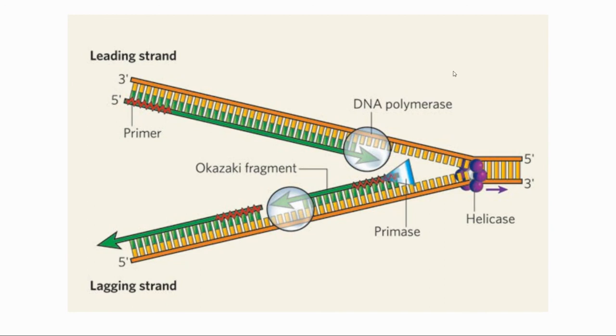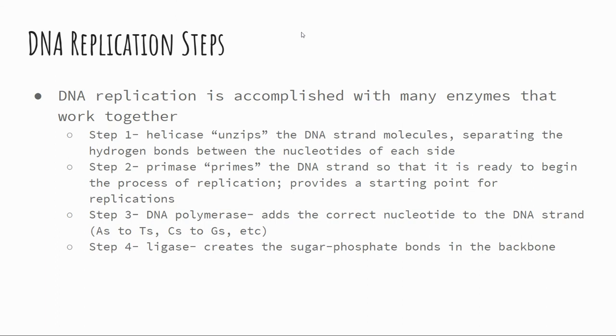So the last slide here, we can look at these different things. You see helicase is right here working its way from left to right, and it's unzipping these hydrogen bonds. And then you have primase that started here, causing DNA polymerase to go through and start putting the nitrogenous bases together, right? And one thing that is not on here is ligase.